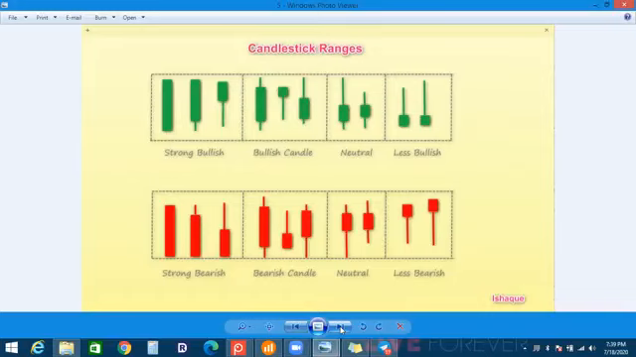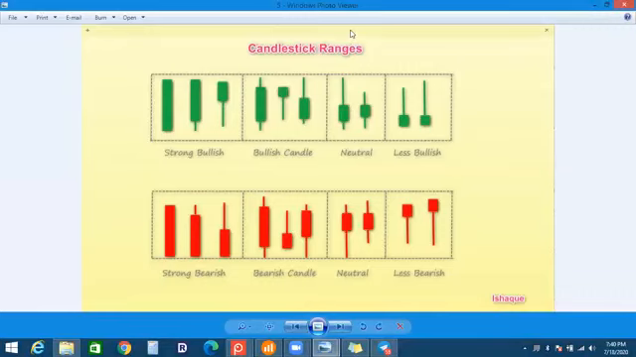With these ranges, we can create a probability: if this candle appears, how much probability is there that the next candlestick will go up. It is just an idea, not a final decision. There are many other concepts we must understand in this course.